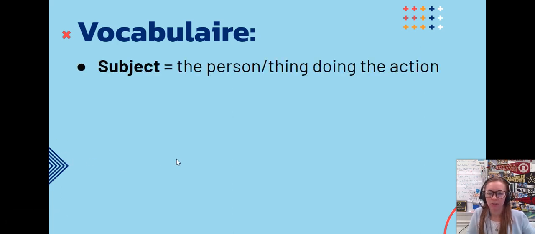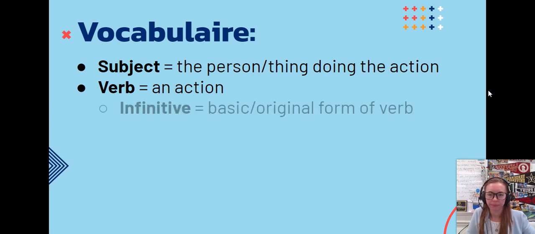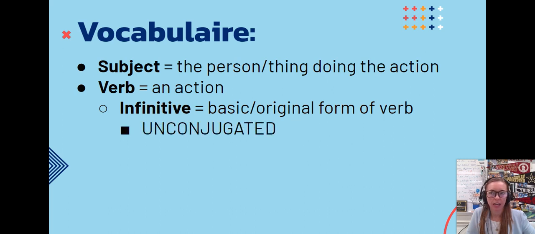First, we've been talking about subjects like je and elle and nous. These are the things doing the action. A verb is the action. Jump, throw, play. And here's our first new term, an infinitive. This is the basic or original form of the verb. This is how you are going to find the verb in the dictionary. This is a verb that is unconjugated.